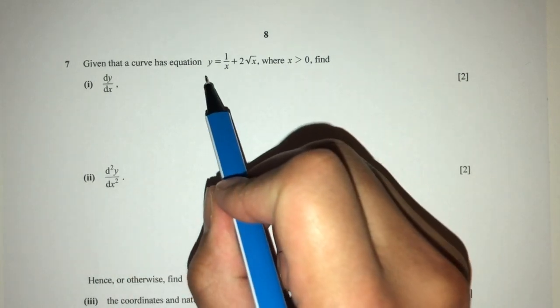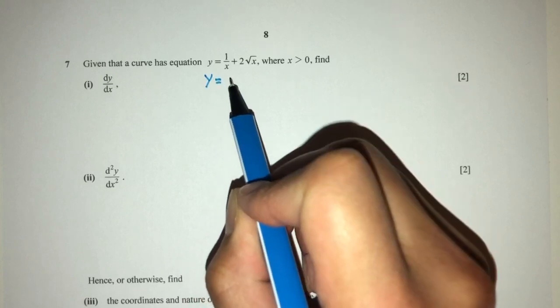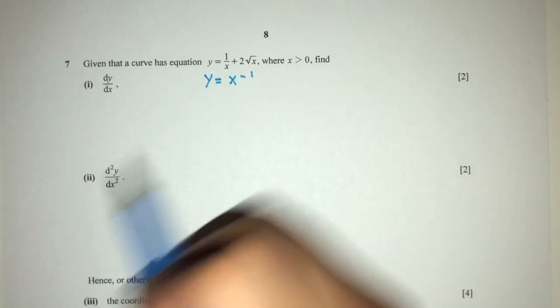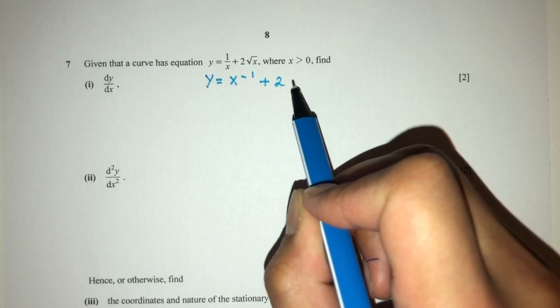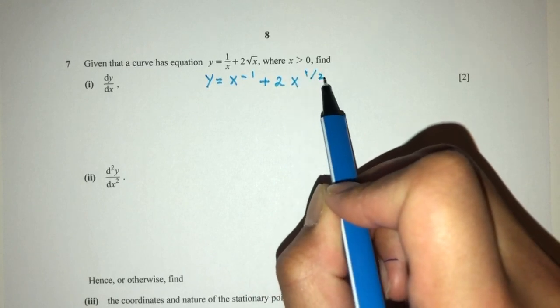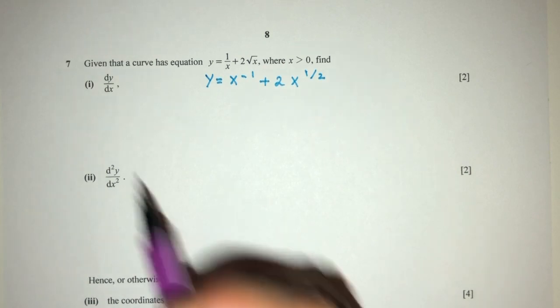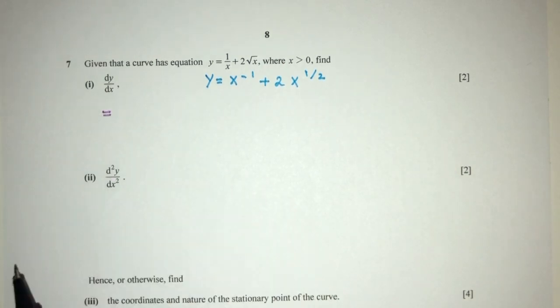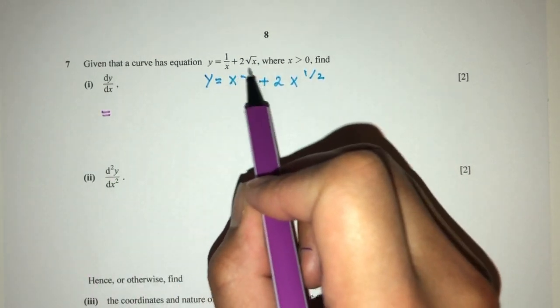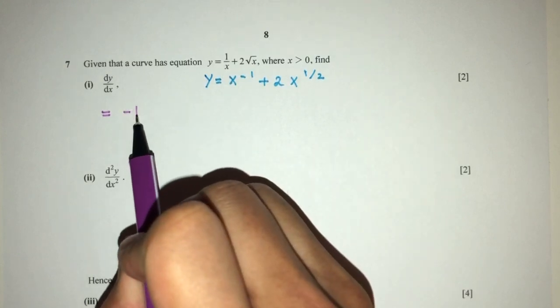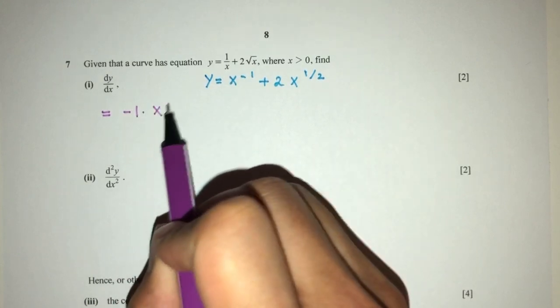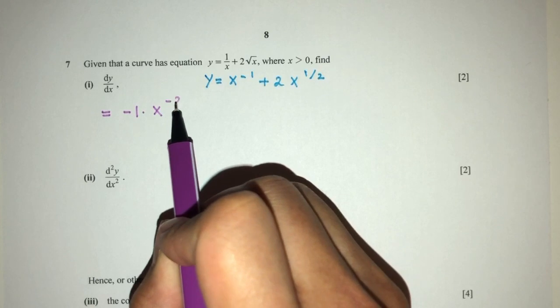We can see that y can be equal to x power minus 1, right? And here we can have 2x power half, right? Now it is much easier to find the values of dy by dx. So let's do that. This will be dy by dx. First thing, we'll have to multiply by the power. That will be minus 1 multiplied by, then we have to minus 1 to the power become minus 2.